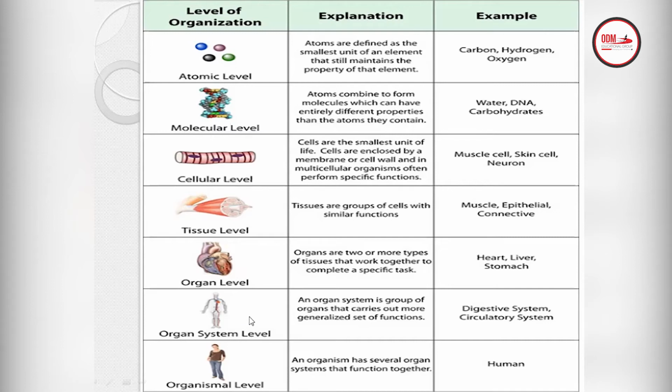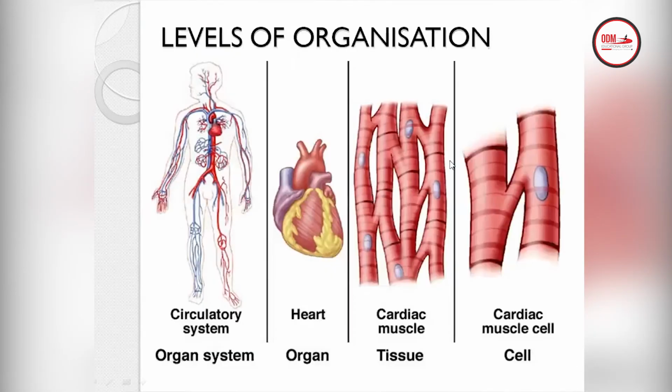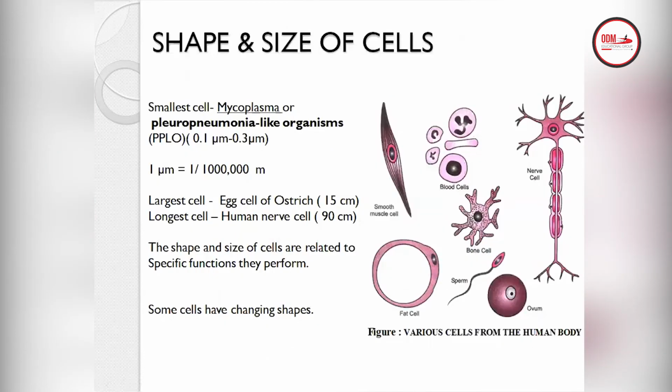Now various organs form an organ system. Here you can see organ systems like your digestive system, circulatory system, involving various types of organs. You can see here the levels of organization. Suppose in the heart, these are cardiac muscle cells, then they form tissues, then they form the organ, that is the heart. And in the circulatory system, you have the heart, the blood vessels, arteries, veins, capillaries. And again, the circulatory system involves the lungs, which is another organ. Now these are the levels of organization.